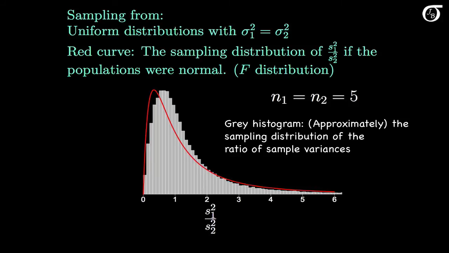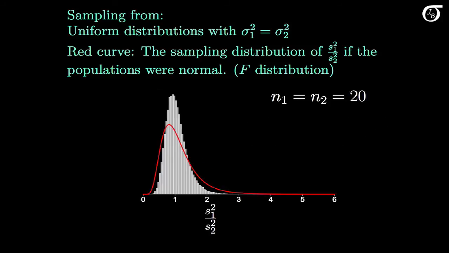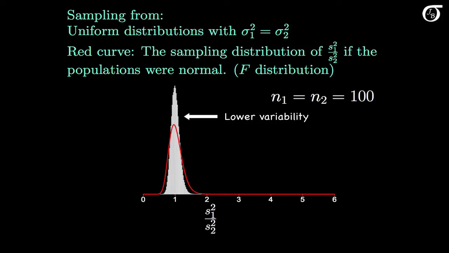We get a bit of a clearer picture of the situation if we increase the sample sizes a little, so let's look at sample sizes of 20. We can see here that the gray histogram has lower variability than the red curve. The sampling distribution of the ratio of sample variances is less variable than when we are sampling from normally distributed populations. And if we increase the sample sizes to 100, we see a very similar situation, just more tightly grouped about 1, the true ratio of population variances.